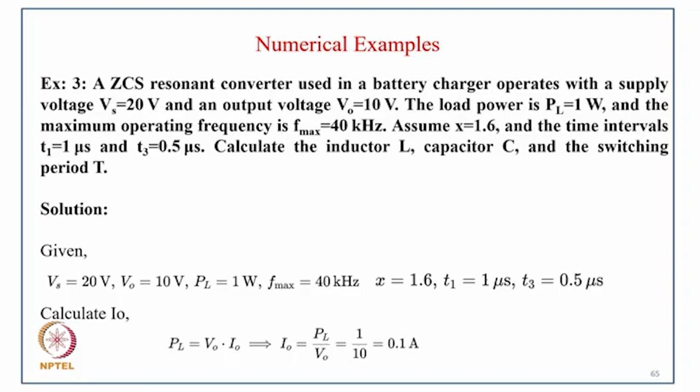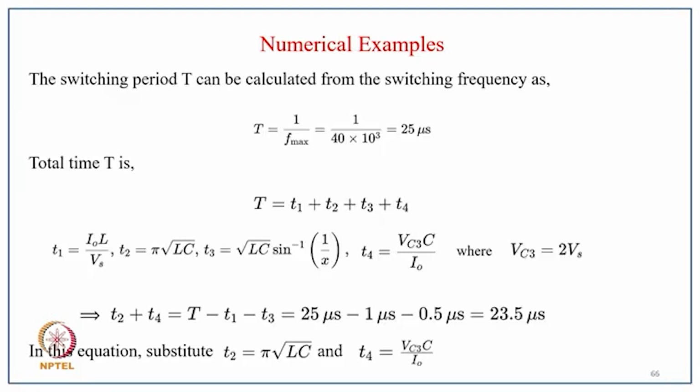So given that Vs equal to 20 volt for solution, V0 equal to 10 volt, PL equal to 1 watt, F max 40 kilohertz, X equal to 1.6, T1 equal to 1 microsecond, T3 0.5 microsecond. So calculate I0, PL equal to V0 I0, from which we get I0 equal to 0.1 ampere, and the switching period T can be calculated from the switching frequency. So T equal to 1 upon F max, so that is equal to 25 microsecond.